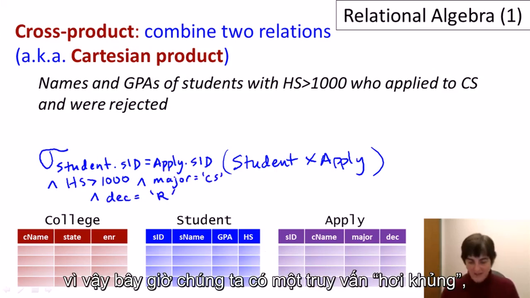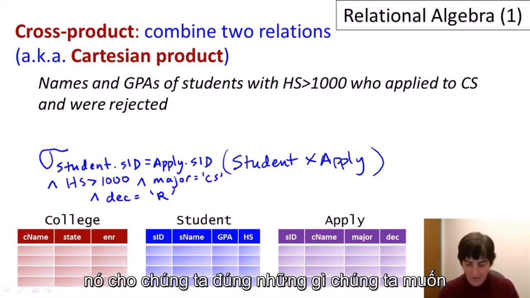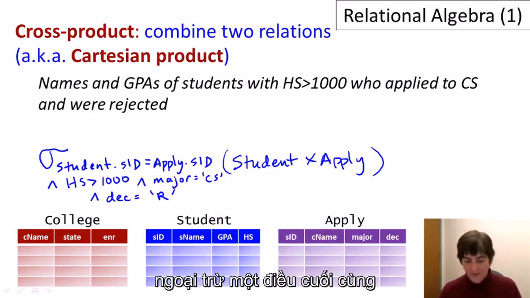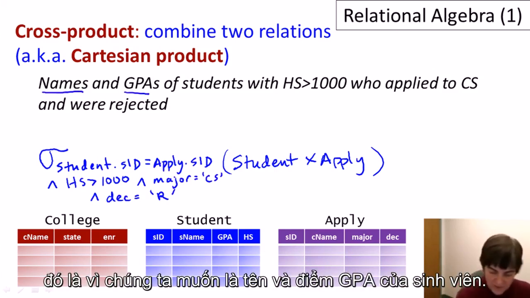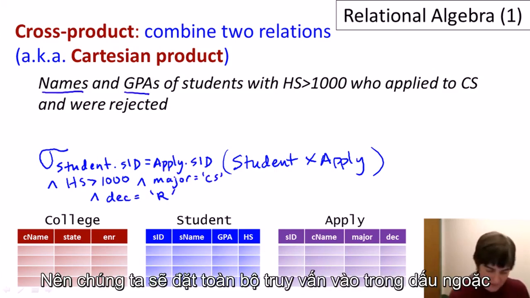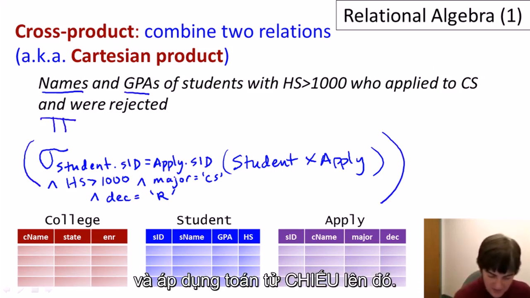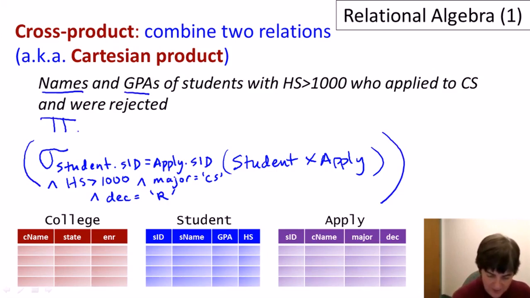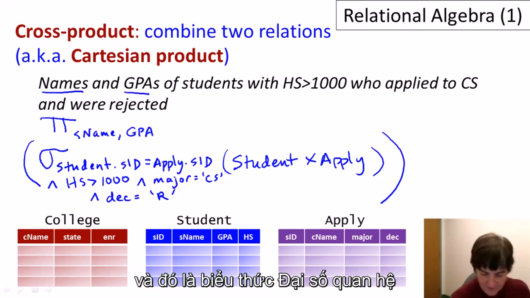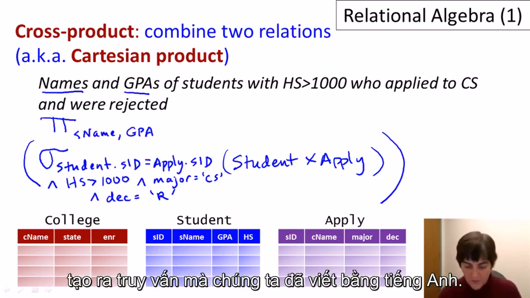So now we've got that gigantic query, and that gives us exactly what we want except for one more thing, which is that I said all we want is their names and GPAs. So finally we put big parentheses around this and apply to that the projection operator, getting the student name and the GPA. And that is the relational algebra expression that produces the query that we've written in English.